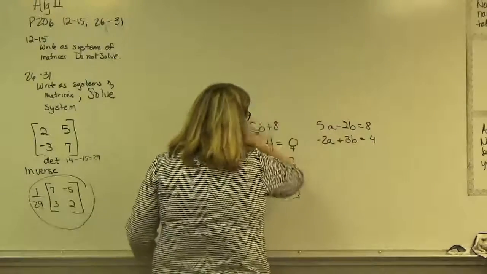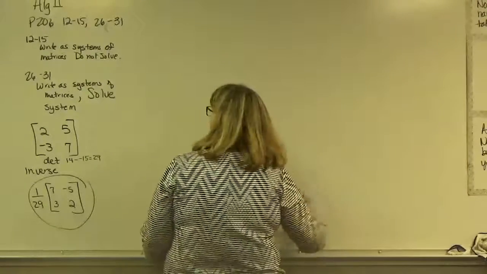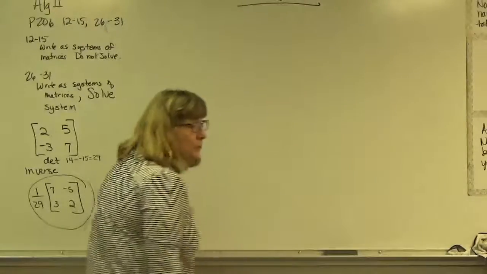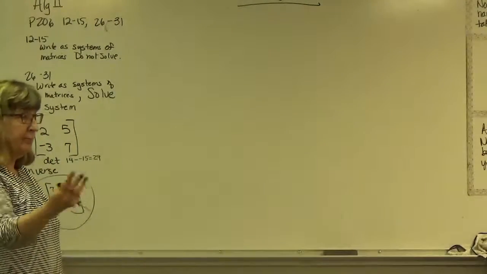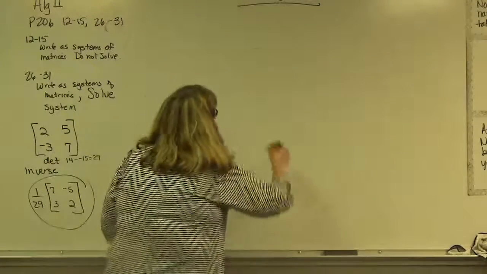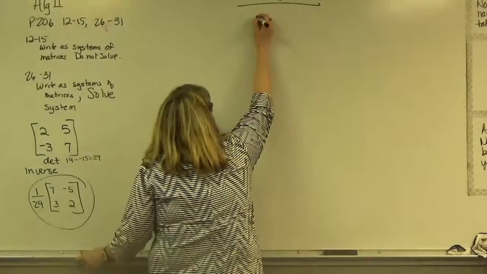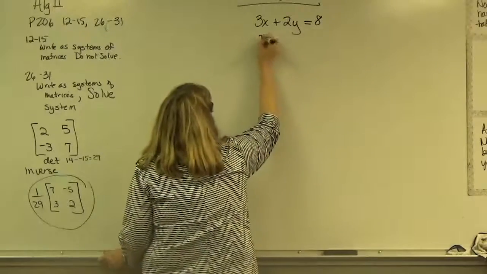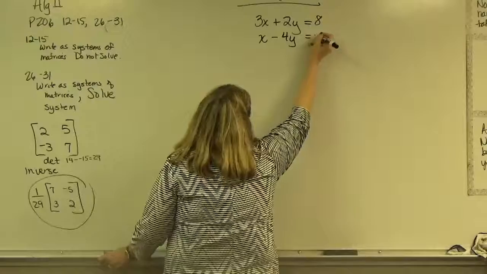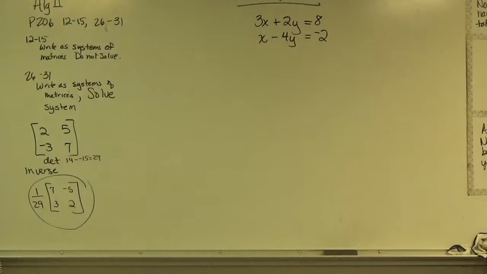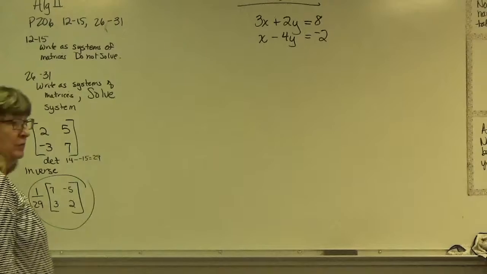let's do an example. And this one you can write down. So this is for 26 through 31. Now every one of these you're solving for x and y, or a and b. You're solving for a system. You need to show all your steps to get there. So let's start with one that comes out fairly nice. So the first thing we need to do is to write it as a system of matrices.